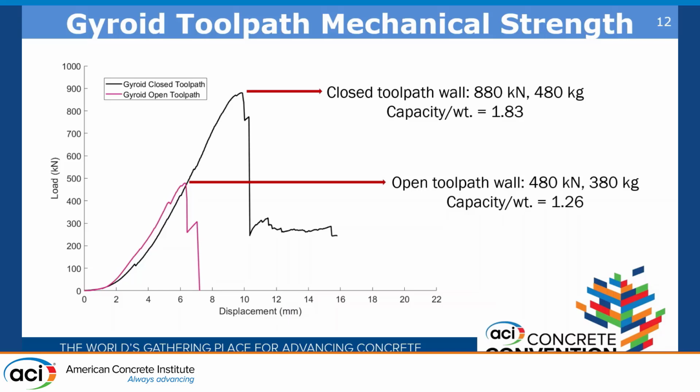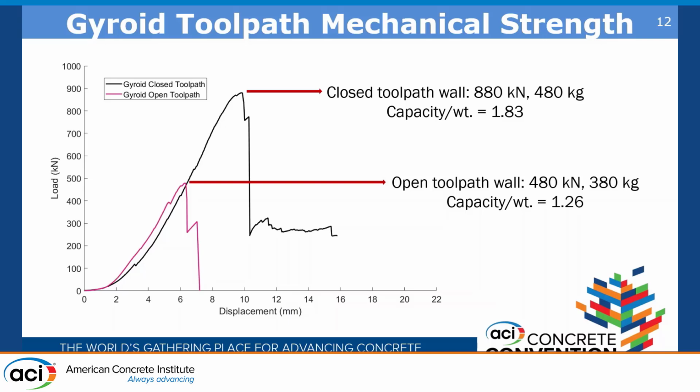Now, obviously, our closed toolpath wall did perform better. It reached a higher load, but this isn't necessarily that surprising, as it requires more material to create the closed toolpath wall. What is interesting, however, is looking at our capacity to weight ratios for the two walls. We reach a capacity to weight ratio of 1.83 for our closed toolpath, while only reaching 1.26 for our open toolpath. If it was just a case of more material being able to support a larger load, then we would expect that the capacity to weight ratios for the two walls were similar.